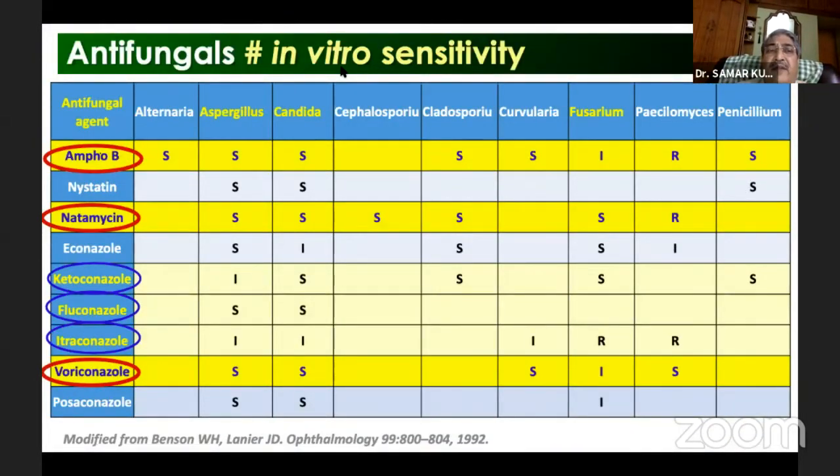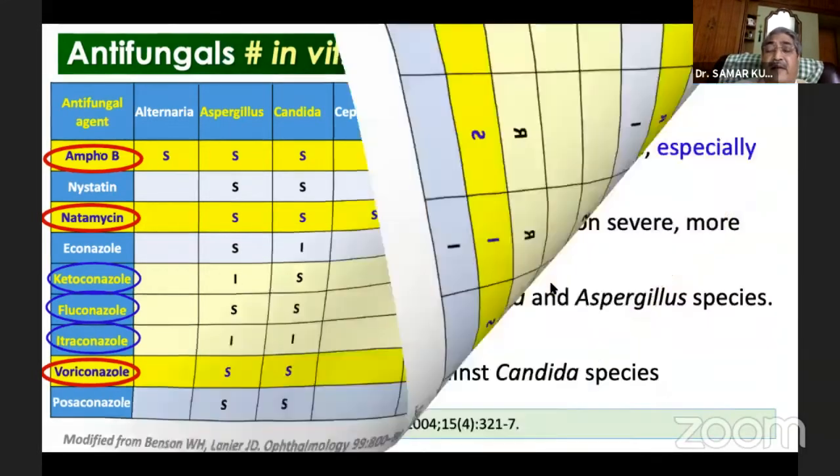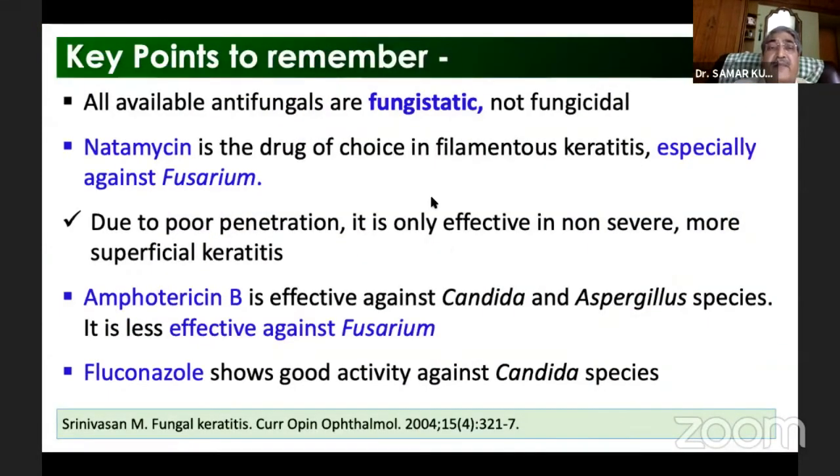Similarly, if you see the in vitro sensitivity pattern, different antifungals have different sensitivity patterns. Amphotericin B is best for Aspergillus and Candida, whereas natamycin is most sensitive in Fusarium, and others as well. Voriconazole is sensitive, but alone it is not that sensitive, like other antifungals.